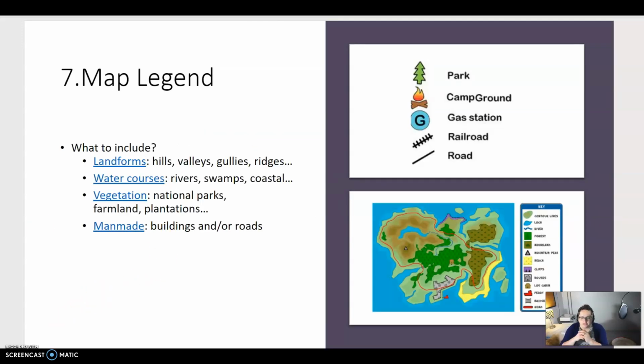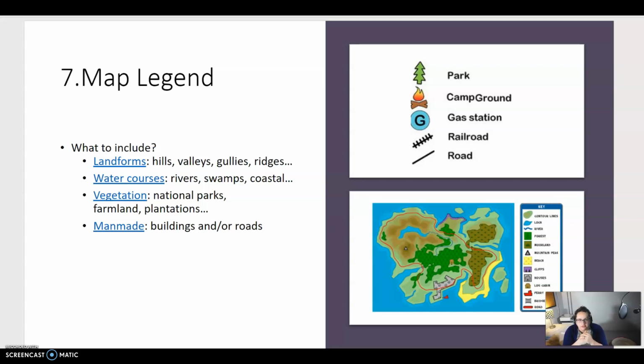Our map legends. So remember that in our map legends, we're including things like landforms, so we can have little hills, valleys, gullies marked on our maps. We can have bodies of waters like our rivers, swamps, our coastal areas. Remember I talked about how a desert kind of looks? That sometimes I'll put just like dots and color it kind of like a brown to look like sand on an area of a map. Vegetation like national parks and farmland are included on that. And then man-made things like buildings or roads.